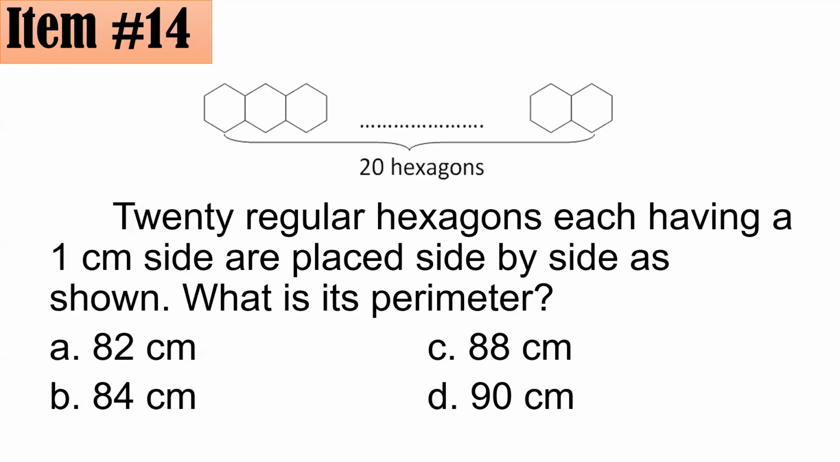Next number. 20 regular hexagons, each having a 1 cm side, are placed side by side as shown. Like this. What is its perimeter? Is it A, 82 cm, B, 84 cm, C, 88 cm, or D, 90 cm?